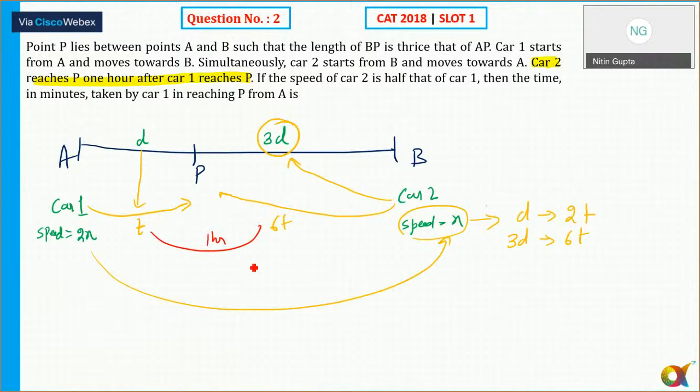So if that gap is equal to 1 hour, so it means what? All right, guys. So 5T is equal to 1 hour, so T is equal to 1 by 5 hour, which is equal to 12 minutes. Answer. Because in the question, I need to find out the time taken by car 1 in reaching P. So that is equal to 12 minutes. So you can see I have avoided writing any equation here.